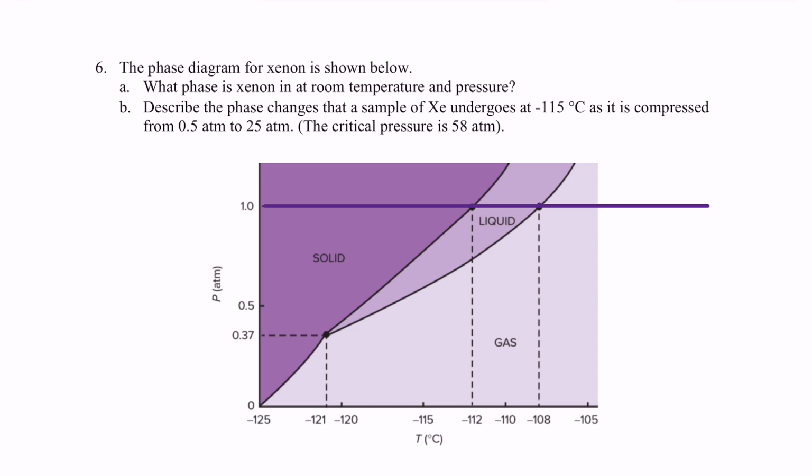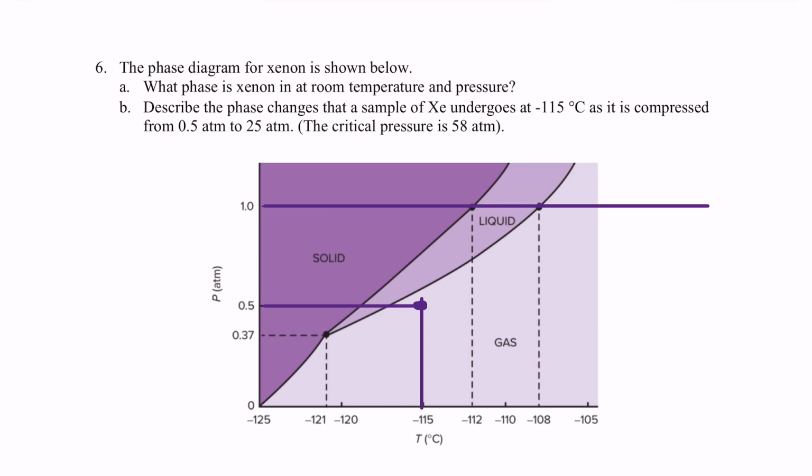Part B is asking about the phase changes that a sample undergoes at negative 115 degrees Celsius as it is compressed from 0.5 atmospheres to 25 atmospheres. So the first thing we need to do is figure out our starting point. We see the intersection of the 0.5 atmosphere pressure and the negative 115 degree Celsius temperature is this point right here.